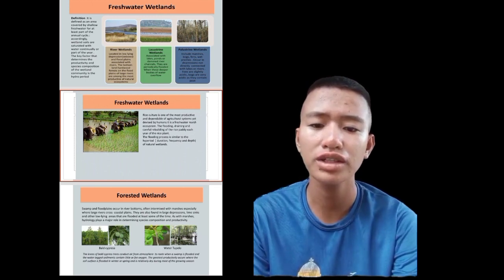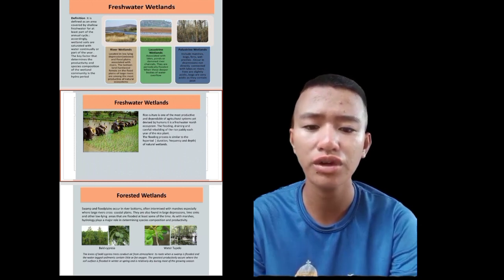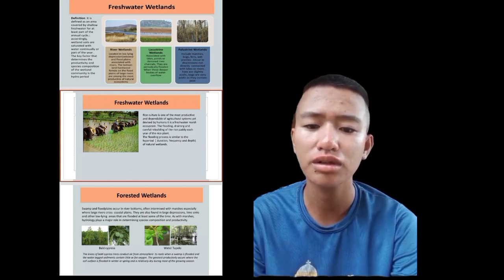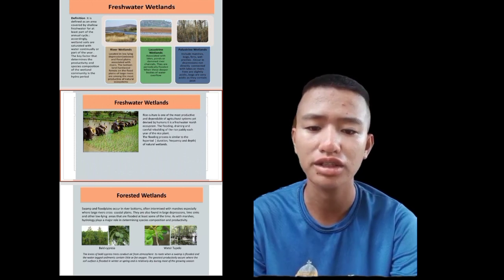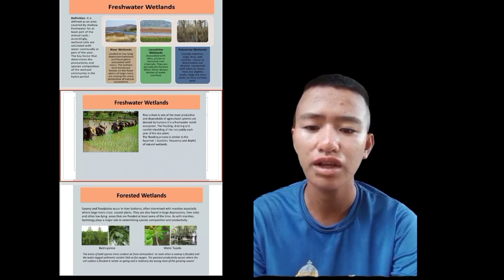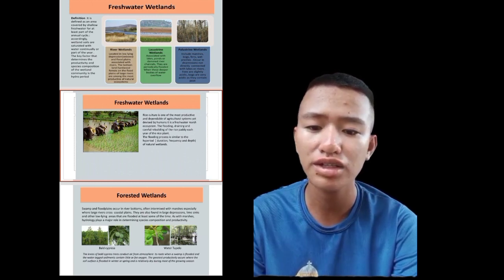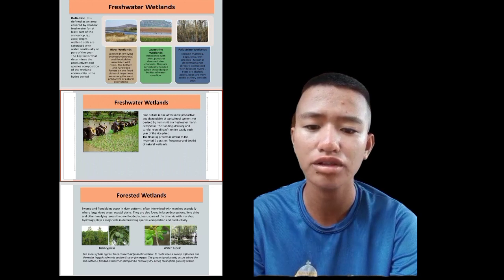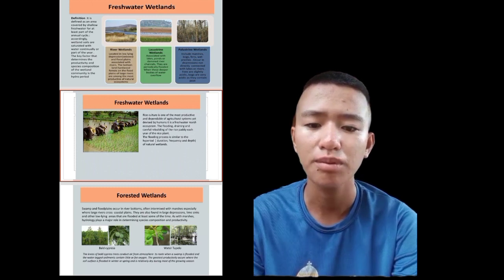We will now go to forested wetlands. Swamps and floodplains occur in river bottoms, often intermixed with marshes, especially where large rivers cross coastal plains. They are also found in large depressions, lime sinks, and other low-lying areas that are flooded at least some of the time. As with marshes, hydrology plays a major role in determining species composition and productivity.